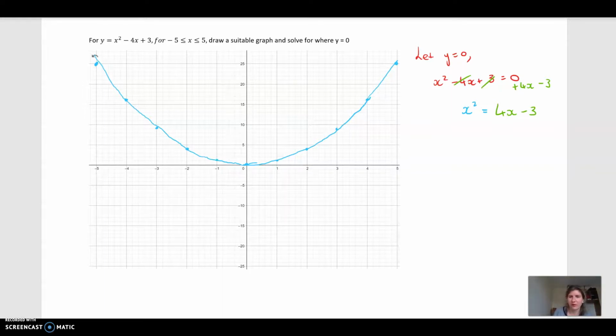Okay, so first thing is we're starting off at negative 5. So I've got 4 times negative 5 minus 3. That's negative 20 minus 3, negative 23. So I'm starting off at negative 5, negative 23 down here. Then I've got 4 lots of negative 4 minus 3. That's negative 16 minus 3, so negative 19.